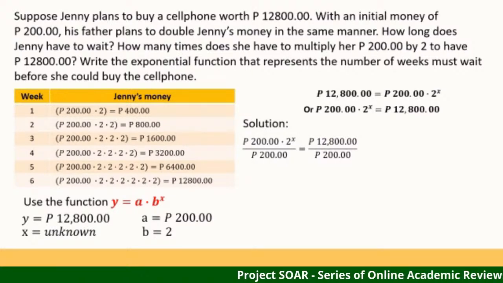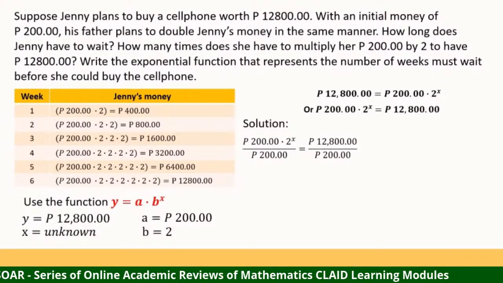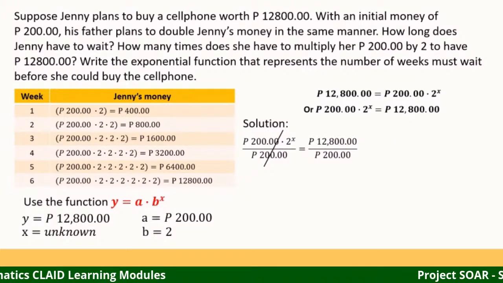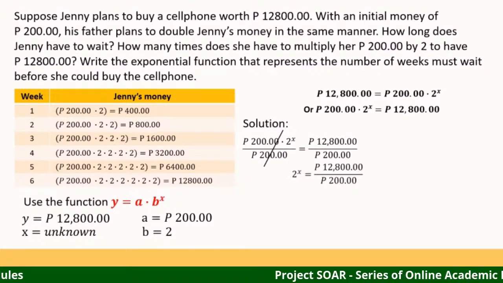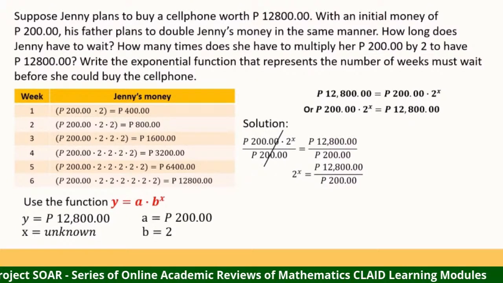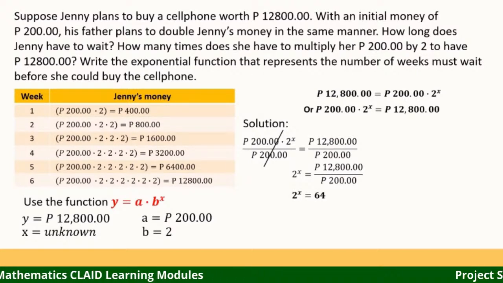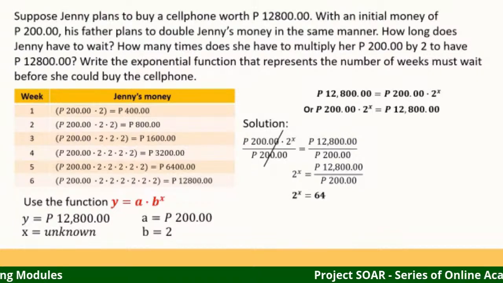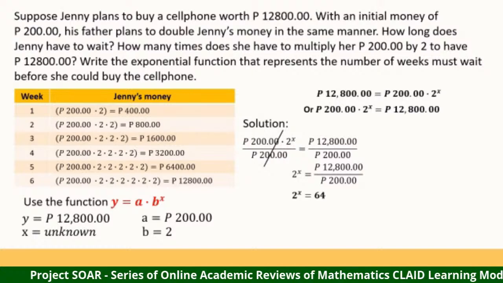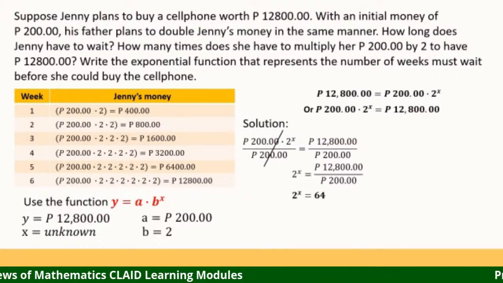We simply divide 200 pesos on both sides. Okay, so kung dinivide natin siya sa 200, mak-cancel out si 200 pesos. So ang matitira na lang ay 2 raised to x is equal to 12,800 pesos all over 200 pesos. Now, dinivide natin si 12,800 pesos at si 200 pesos, which we come up with 2 raised to x is equal to 64. Okay, so paano natin madedetermine yung value ni x?